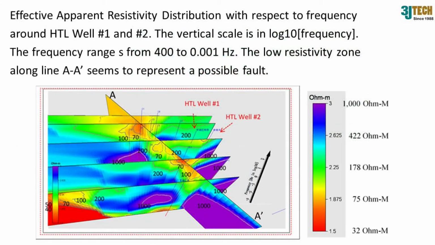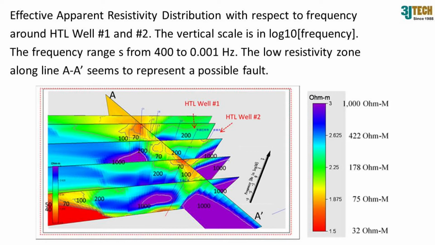This slide shows our MT Array results around the area. It shows no evidence of geothermal reservoir around the 2 wells. In the figure, the effective apparent resistivity is used. The vertical scale is in log 10 frequency. The frequency ranges from 400 to 0.001 Hz. HTL No. 2 is close to a low resistivity zone at the local surface. It may explain why HTL No. 2 is better in temperature and flow rate.